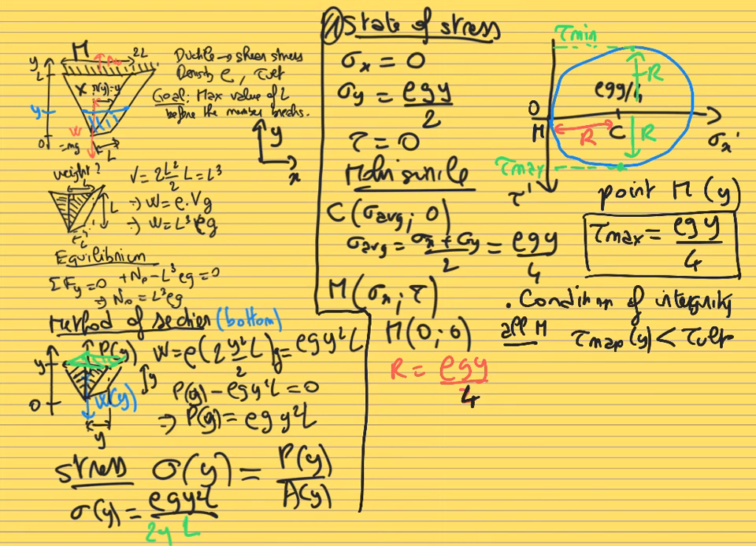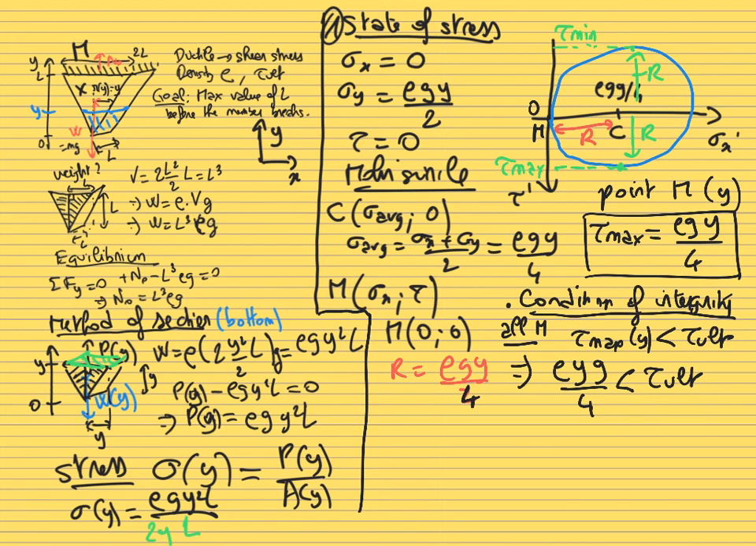So the condition of integrity, that is to say, the condition at which the material will not break, is that for all the points M, whatever their altitude y, the maximum shear stress will not become larger than the ultimate shear stress. So for this to be true, you need to have rho y times g divided by 4, which is the value of the maximum shear stress, always smaller than the ultimate shear stress. So this needs to be true for all the points M.